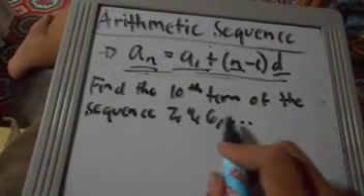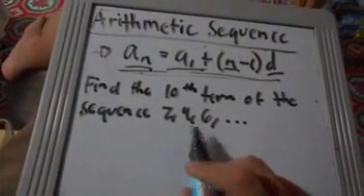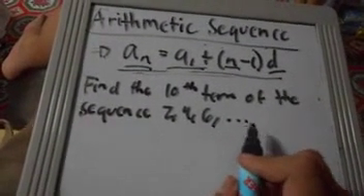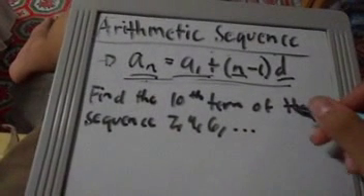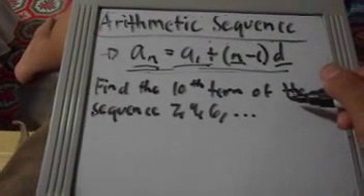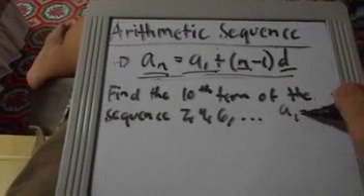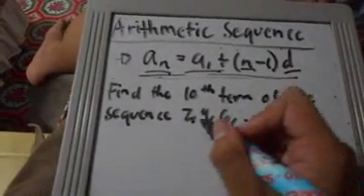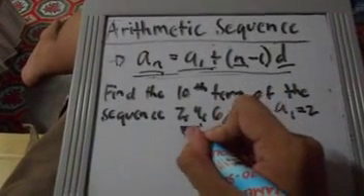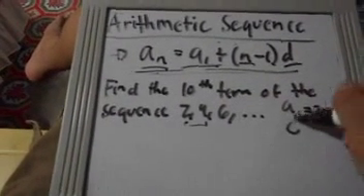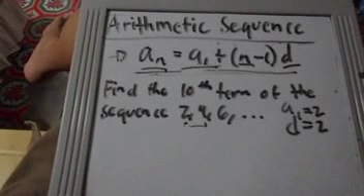Find the 10th term of the sequence 2, 4, 6, and so on. So first, let us take note of the important details. a sub 1 is equal to 2, and the common difference d is equal to 4 minus 2, which is 2. That's it.